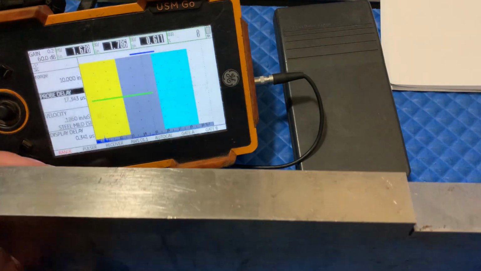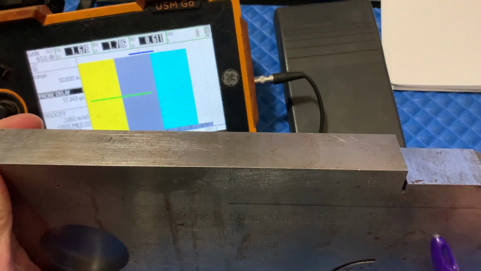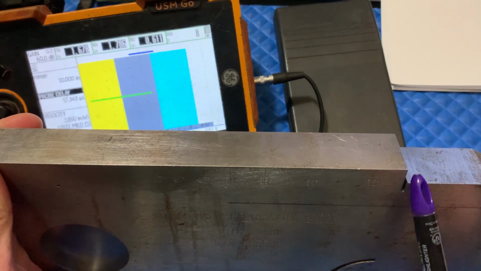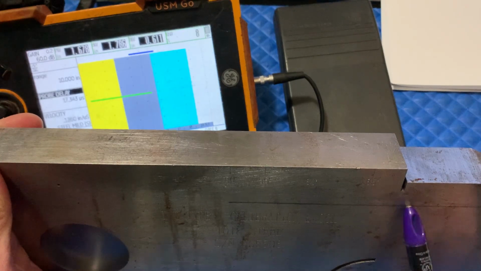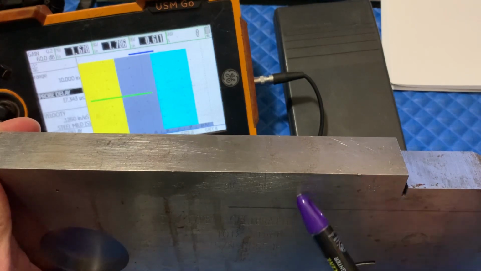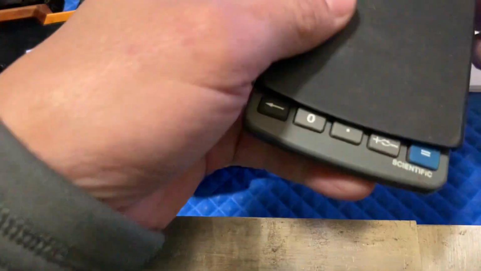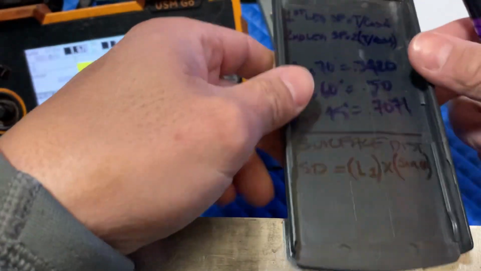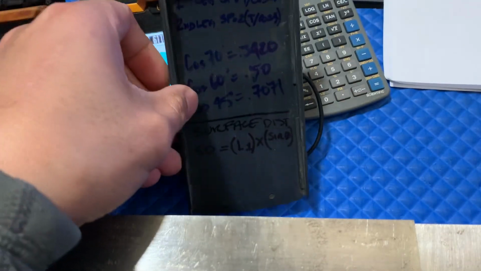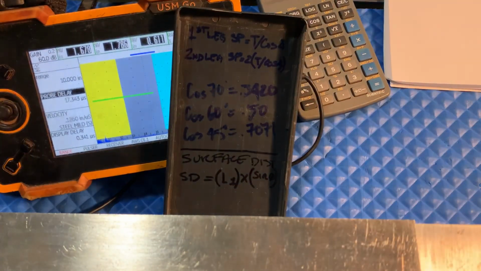I don't have a test block with me at home, but I do have my calibration block. We're going to be shooting this little notch here on the IIW block. Just for reference, I marked a line down here that's 1 inch down from that. So we're going to pretend this is a 1-inch test plate. And the formulas that we're going to need, I conveniently have stored in the cover of my calculator here.